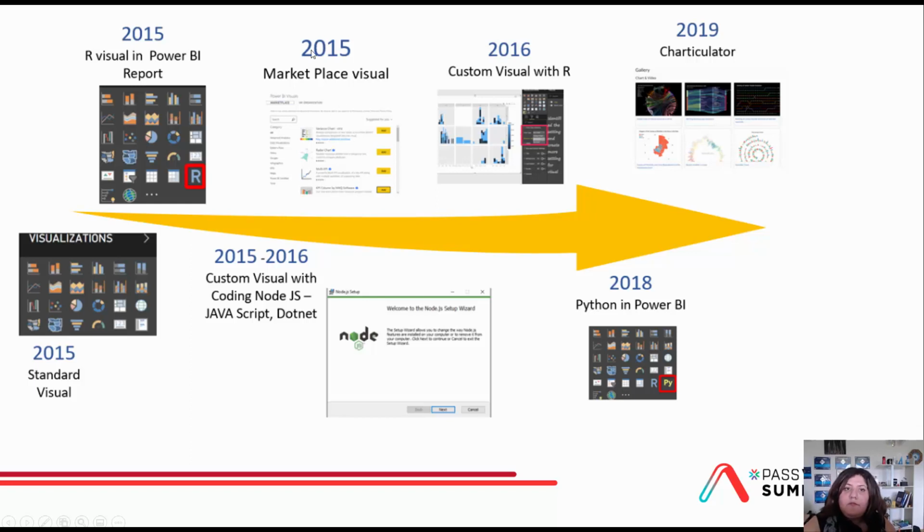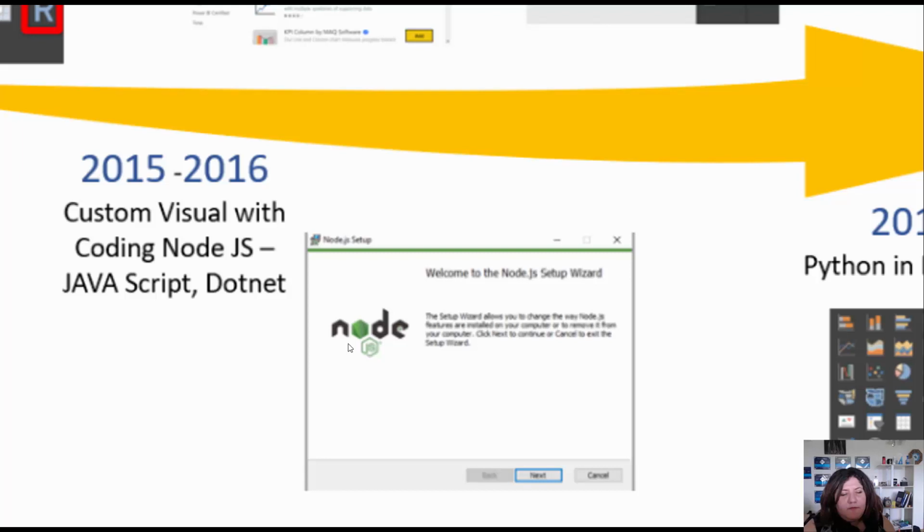Again in the same year, 2015, we had the marketplace, which is a place where the Microsoft research team and other Microsoft partners create their own custom visuals and import them there. Everyone can go and download them, and most of them are free for now. After that came the creation of custom visuals with JavaScript, in 2015 and 2016. And there are really good vendors creating custom visuals.